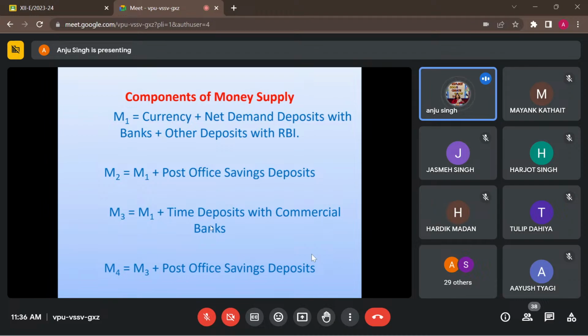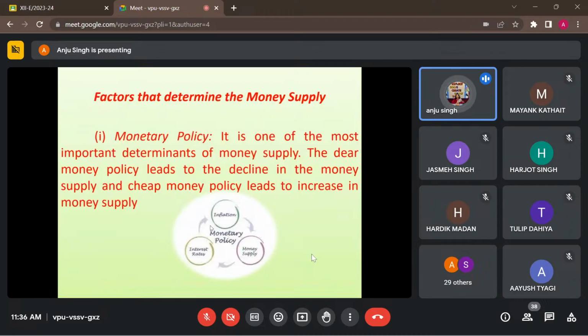You have to focus on M1. Now, there are various factors that determine money supply, whether we're talking about M1, M2, M3, M4. So first of all, monetary policy. And we all know that monetary policy is a quarterly policy. Every quarter, it is reviewed and reassessed by the RBI and the finance ministry together. That means members of the monetary policy committee. We'll call them the MPC, monetary policy committee. And they decide whether we should increase.